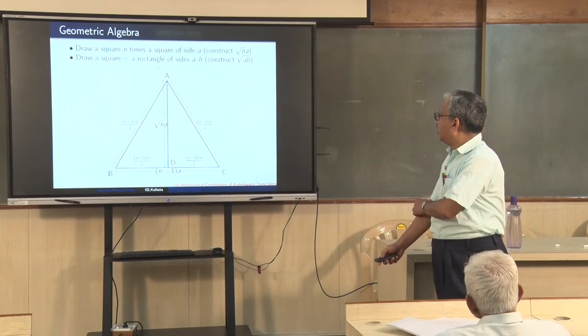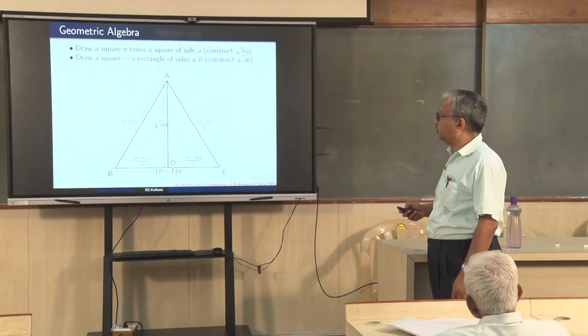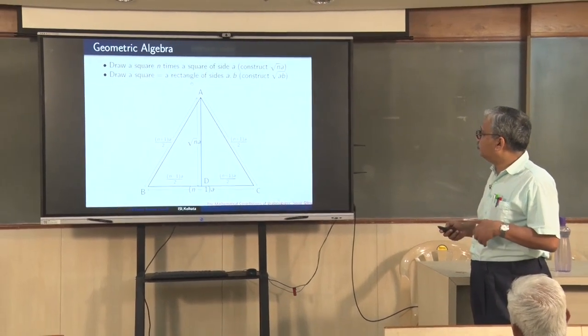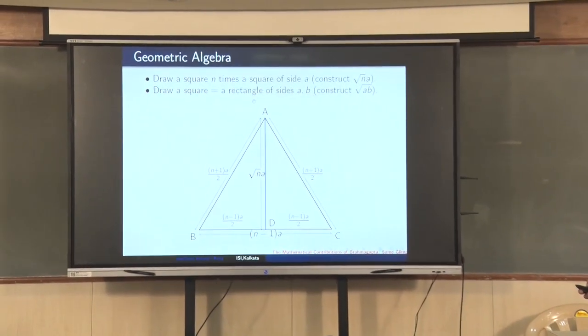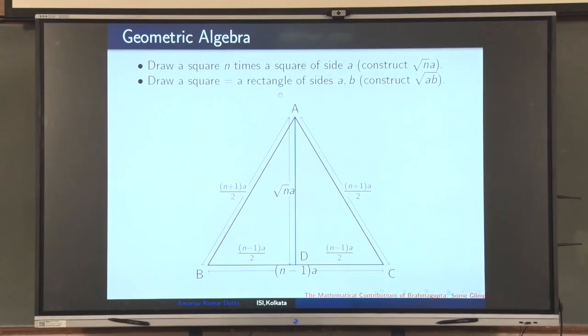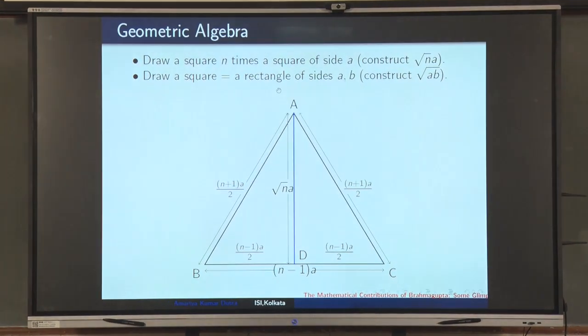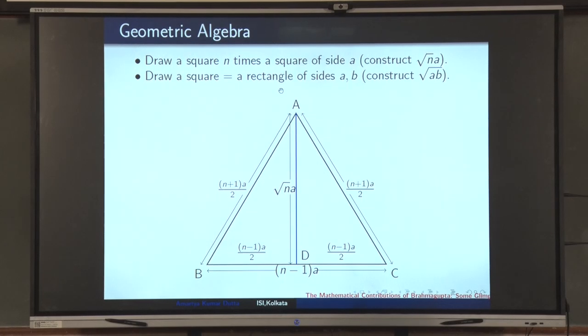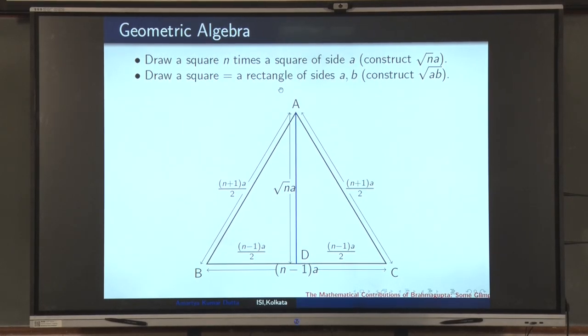So, draw a square n times a square of side A. So, your A is given and you have to draw a square n times that. So, area is A square, that means you have to draw a square whose area is n A square. That means you have to construct root n times A and you have to do it accurately, therefore, you cannot do it by measurement. You have to do it by what is now called the ruler and compass methods. So, Indians had an analog of that.